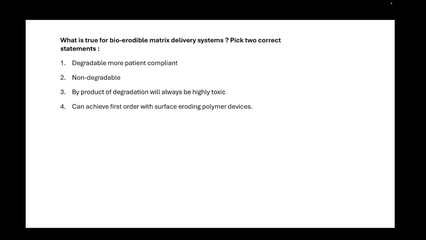Moving on to the next question, what is true for bioerodible matrix delivery systems? You have to select two correct statements here. One is degradable, more patient compliant. Non-degradable, byproduct of degradation will always be highly toxic, or it can achieve first order with surface eroding polymer devices. Which of these options do you think will be the correct statements for bioerodible matrix systems?